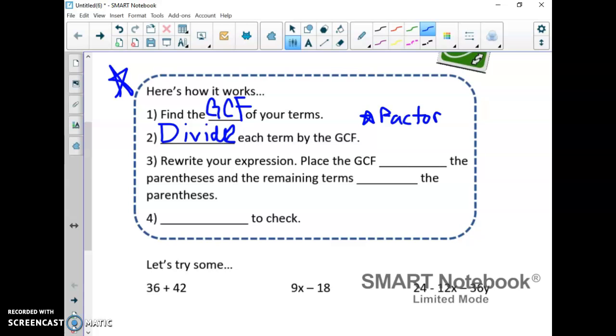And the way that you're going to do that is you're going to place your GCF outside the parentheses. And the remaining terms, meaning the two things that are left over on the bottom of our sled, those are going to go on the inside of our parentheses. Okay, so the GCF is on the outside, your remaining terms will go inside. All right, and then what you can actually do is you can distribute. So use the distributive property, distribute to check. All right, so if we needed to go back and check our answers, we would just use the distributive property. So that's what it's going to look like, okay?